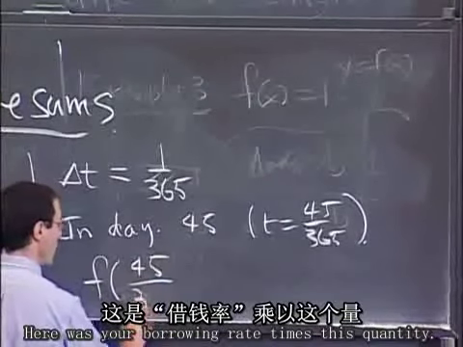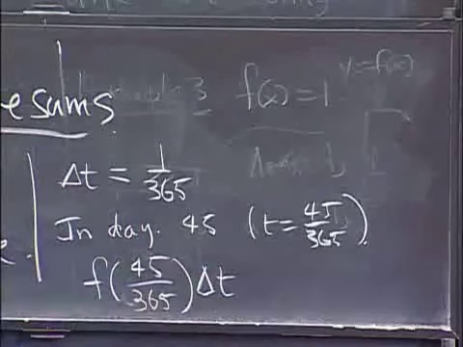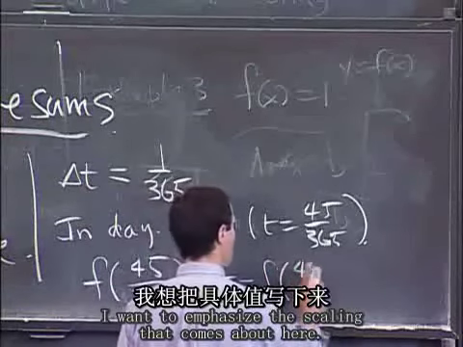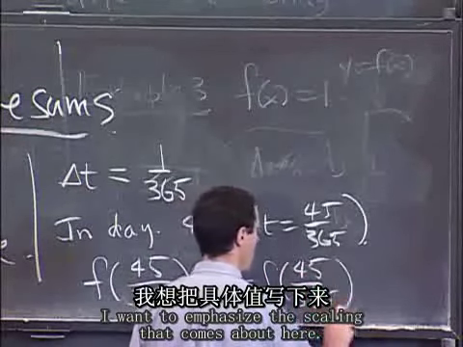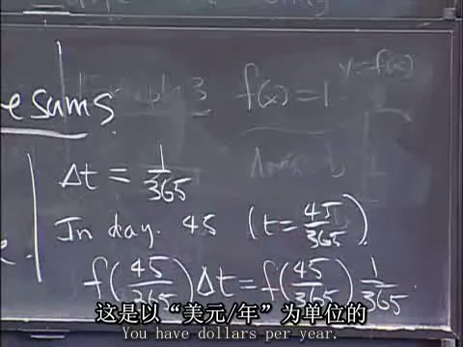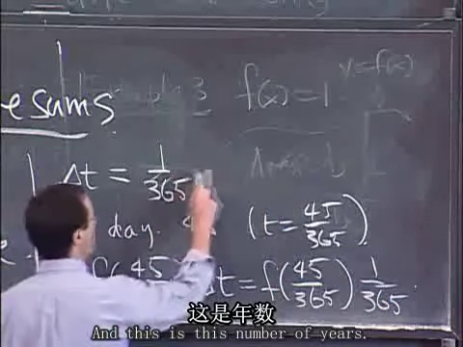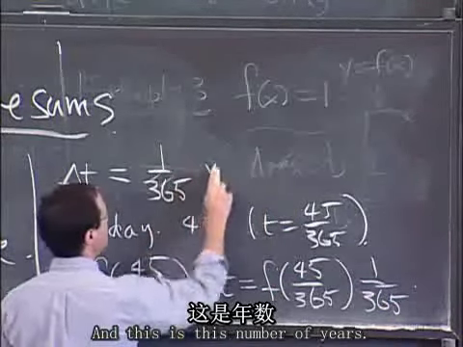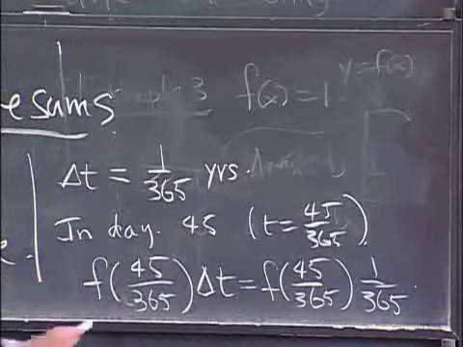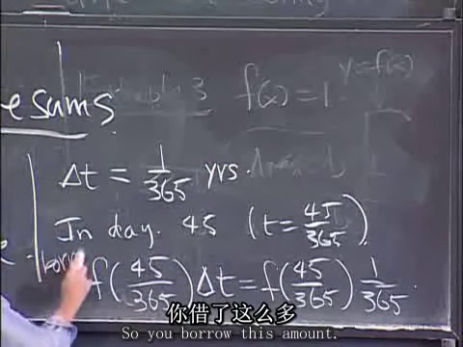Here was your borrowing rate times this quantity. So dollars per year, and I want to emphasize the scaling that comes about here. You have dollars per year, and this is this number of years. So that comes out to be in dollars, this final amount. This is the amount that you actually borrow.